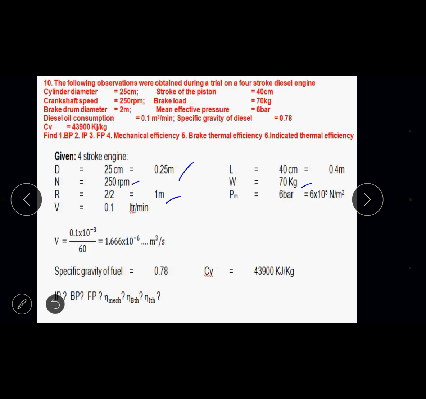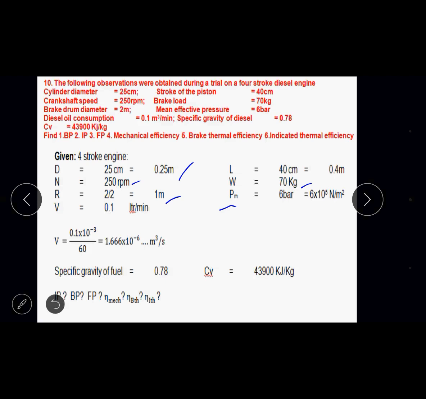Mean effective pressure is given as 6 bar. So convert that bar into Pascal by multiplying by 10 power 5, and you will get 6 into 10 power 5 Pascal, which is Newton per meter square. Then the volumetric flow rate, capital V, is given as 0.1 liter per minute.